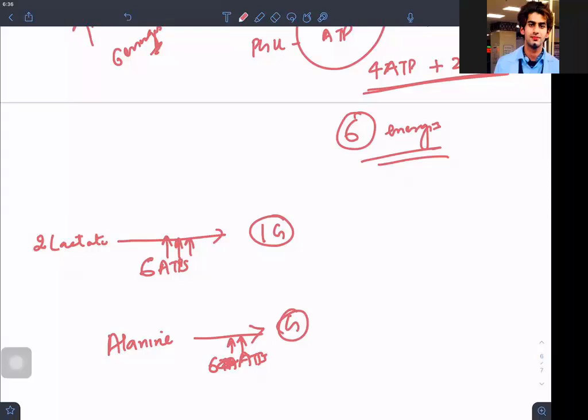Making a glucose molecule from 2 molecules of pyruvate requires 6 high energy phosphates. So is it an energy investment process? Yes, it needs energy investment. Making glucose from 2 lactates, 6 ATP is used. From 2 alanines, making a glucose, 6 ATP is used.